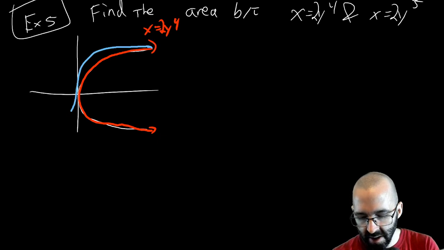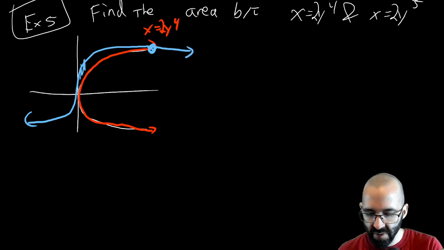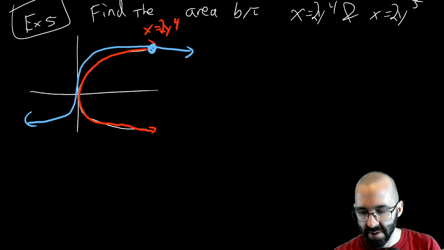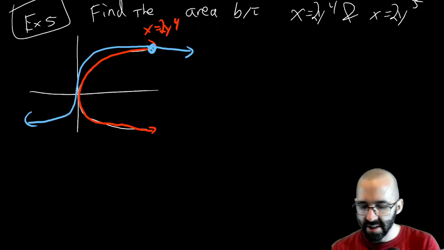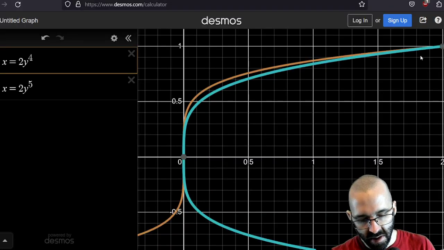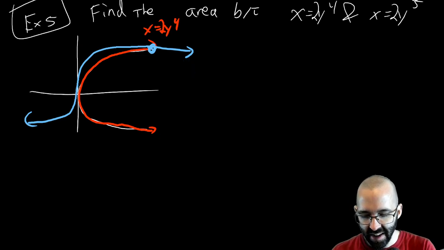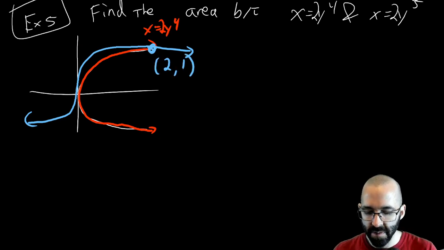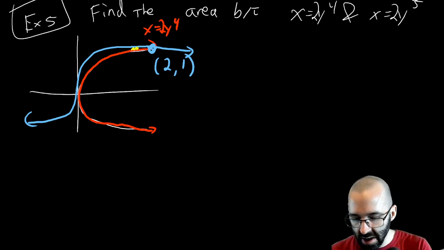I'm exaggerating the difference just to make it easier to see this region. This is our region that we're looking at. All right. So this is intersecting at the point 1, 2. Let's see, or at the point 2, 1. You can use Desmos to help with this. So again, we're looking at this region. Let's use yellow again.